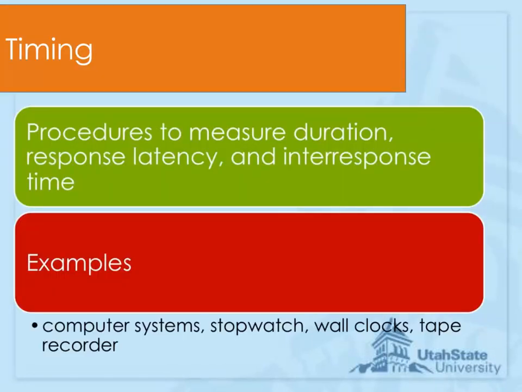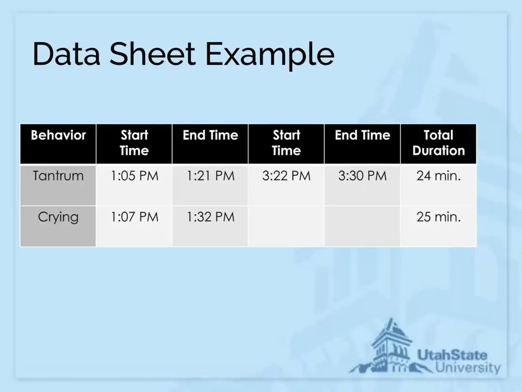Our next data collection method is called timing. We use these procedures to measure duration, response latency, and inter-response time. We may use computer systems, stopwatches, wall clocks, tape recorders, or your smartphone. Those are all easy ways to measure duration. In this datasheet example, we use start time and end time. But once again, you should adapt this concept to whatever will work best for you in your environment. Of course, you could add as many columns as needed.